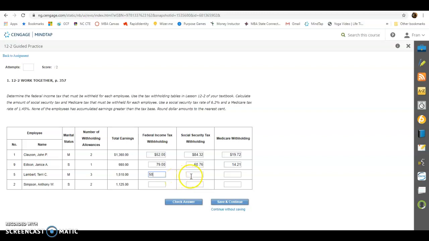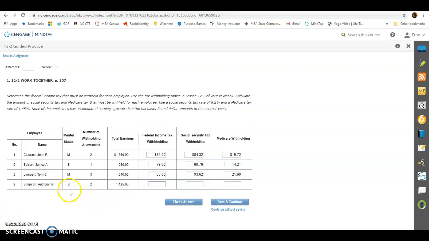$50. Multiply 1510 times 6.2%. You get $93.62. Medicare, you take 1510, multiply it by 1.45%. Just be careful with your multiplications.